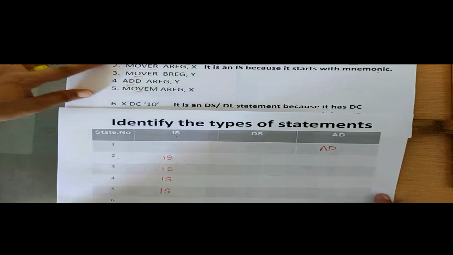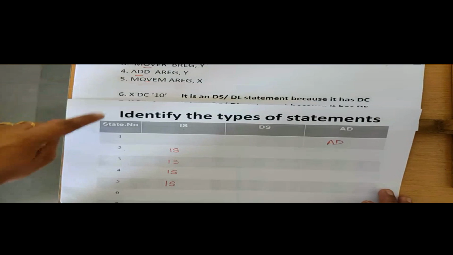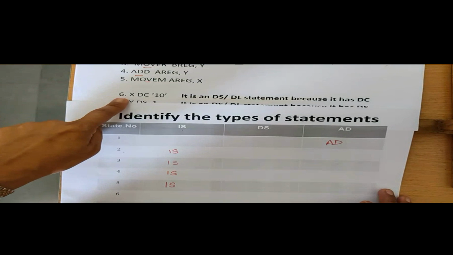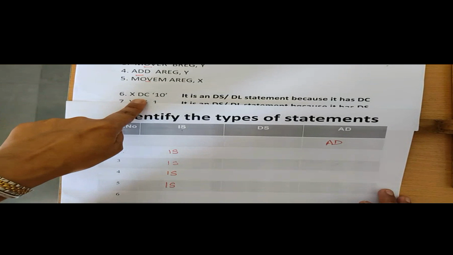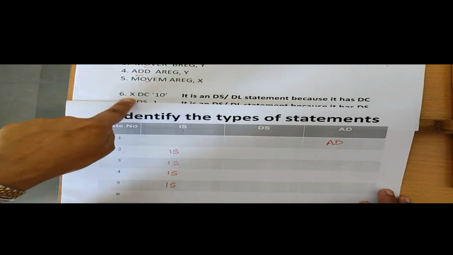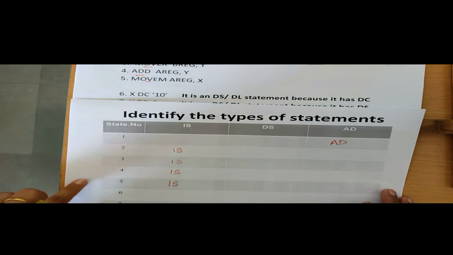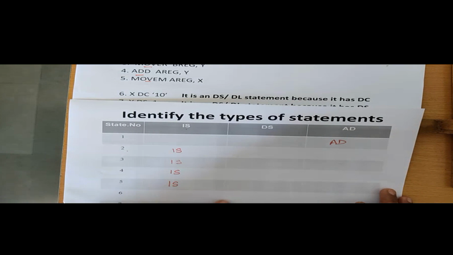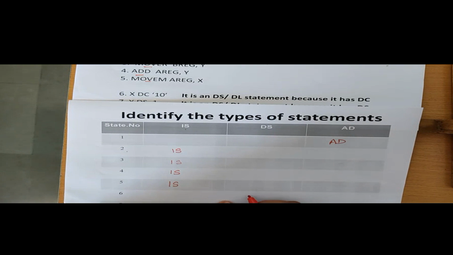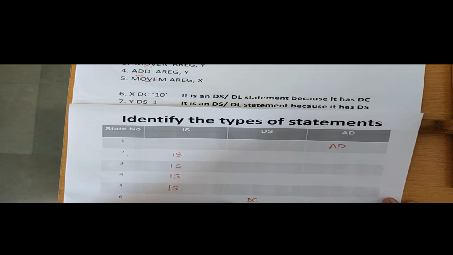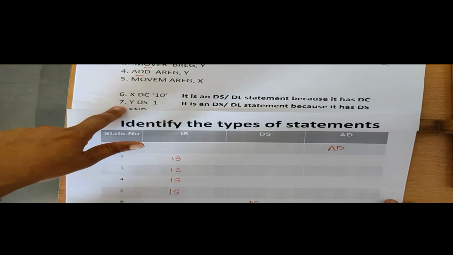Now let us move to the next statement in our program, statement 6, which says declare constant 10, and the name associated is X. Now it is a DS or DL statement, because it has DC. So statement number 6 is a declarative statement, right? Now let us have a look at statement number 7.